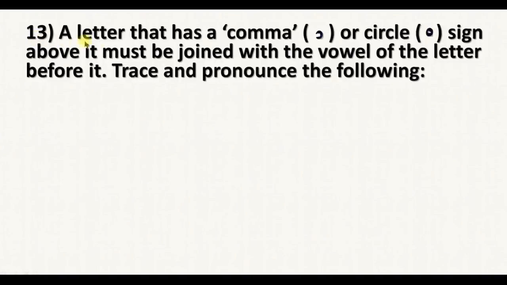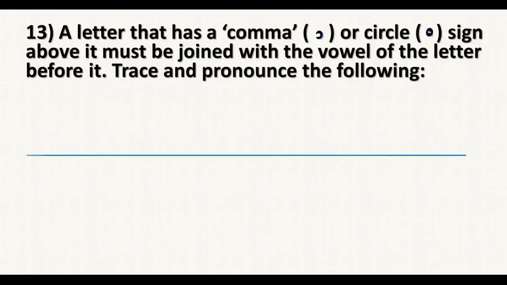Number 13. A letter that has a comma or circle sign above it must be joined with the vowel of the letter before it. Trace and pronounce the following. Here you have a circle over the letter L. This means that the L must be joined to the vowel before it. So instead of spelling it as Ku, ku, we say Kul, kul.